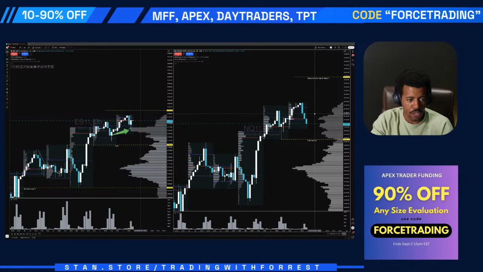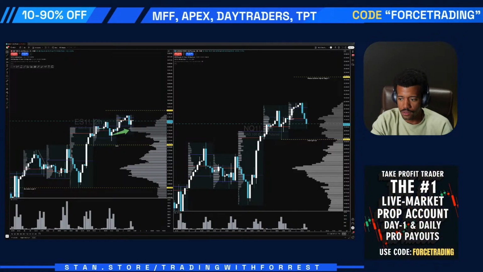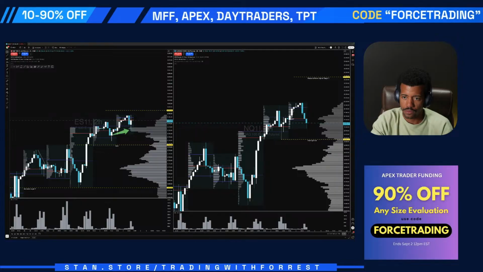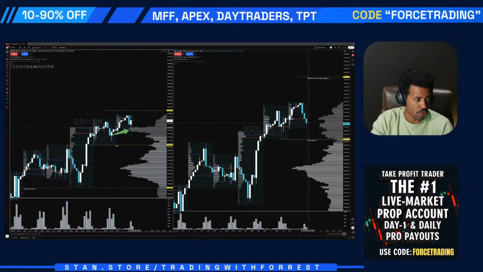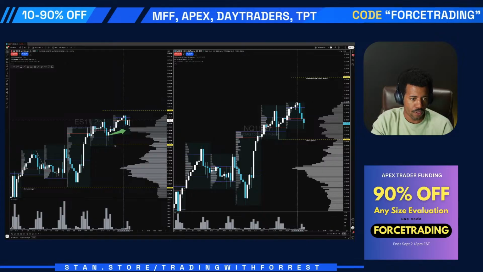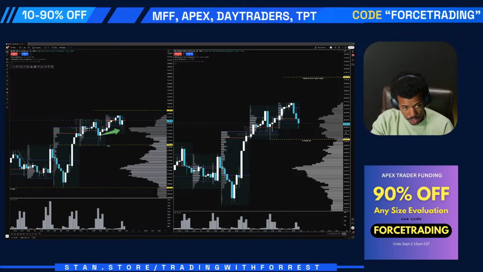Yeah. So you can see here we retested that previous POC. We're getting an immediate wick off of it. See if that holds. Let's see if that wick holds. VAL retest. So upside on NQ again. This is measured move target 1 higher. We want to watch how the VP develops.